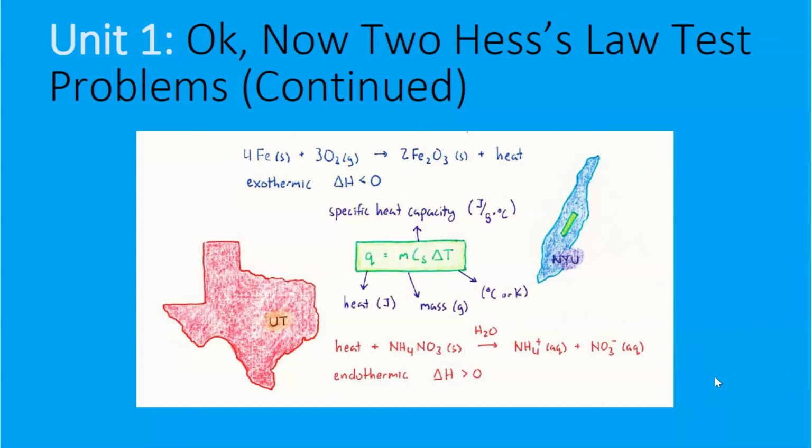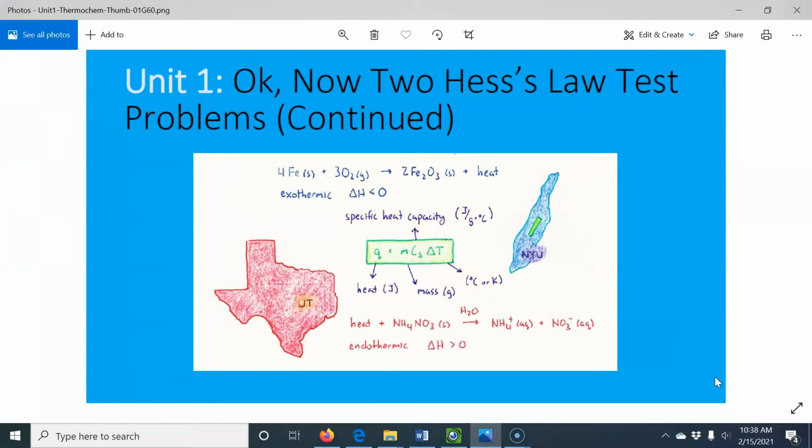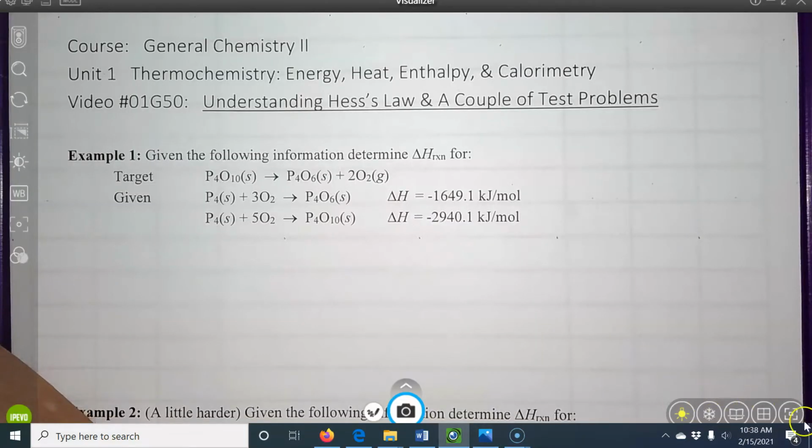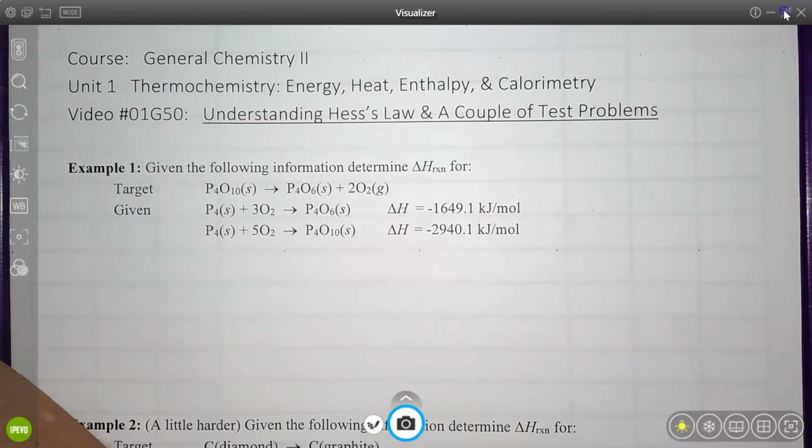Hi again. In the previous video, I underestimated how long it would take me to go over Hess's law. I didn't have time to do the problems that I wanted to try. Why don't we do that here? We're going to do two problems. They're examples of test problems I've used in the past. And here they are.